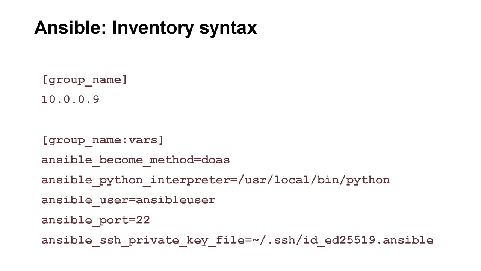And it helps if you have a set of variables to define certain properties about that group in a section called groupname:vars. Here I'm just defining some built-in Ansible values to tell Ansible that when I want to contact this 10.0.0.9 host, it uses doas for elevating superusers. I'm also giving it an explicit path to Python I want it to use, and then I'm providing the name, port, and private key I want it to use when it SSHs into that host. Pretty basic.